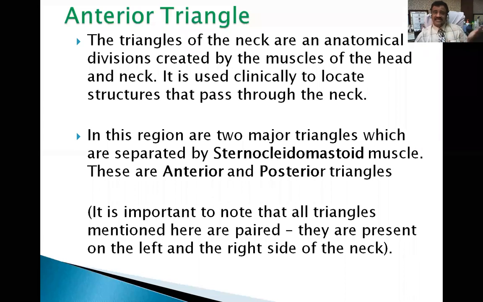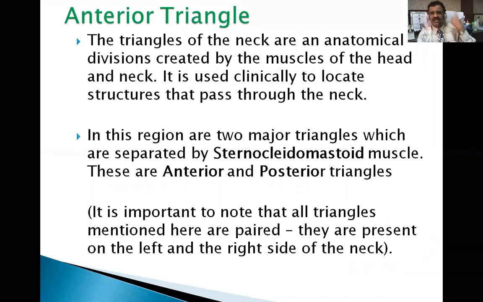In this region, there are two major triangles which are separated by the sternocleidomastoid, and these are the anterior and posterior triangle. This muscle passes diagonally from below upwards, from the sternum to the mastoid process. It also takes a cleido, meaning the clavicular head. It has two heads, sterno-cleido and mastoid.